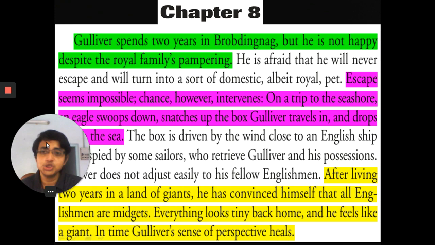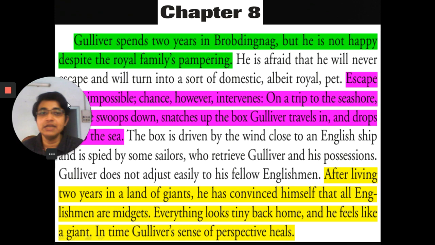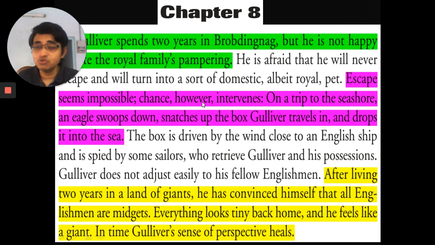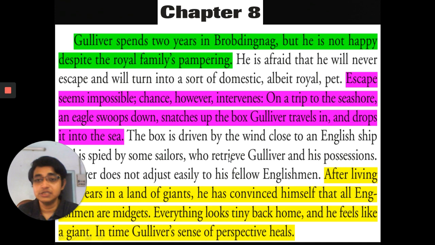Chapter 8. Gulliver spends 2 years in Brobdingnag, but he is not happy despite the royal family's pampering. He is afraid that he will never escape and will turn into a sort of domestic royal pet. So escape seems almost impossible. Chance, however, intervenes on a trip to the seashore. An eagle swoops down. The eagle carried Gulliver off by stealing him, otherwise he could not have escaped. The King loved him so much, how could he escape from such big people.